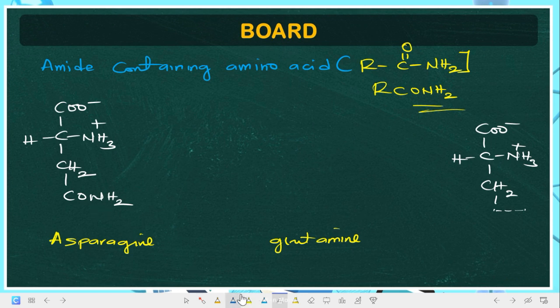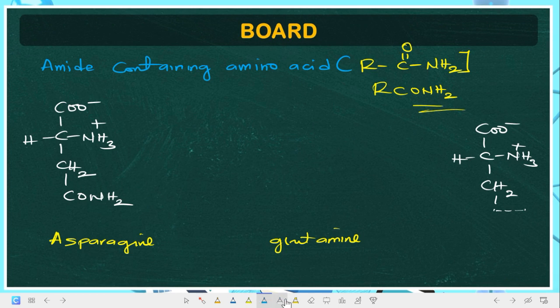You can see the amine functional group here. That is why we call them the amine containing amino acids. So whenever you see any amino acid that has this CONH2, such an amino acid is called an amine containing amino acid. It's as easy as that. Are we getting it now? So let us talk about the next.